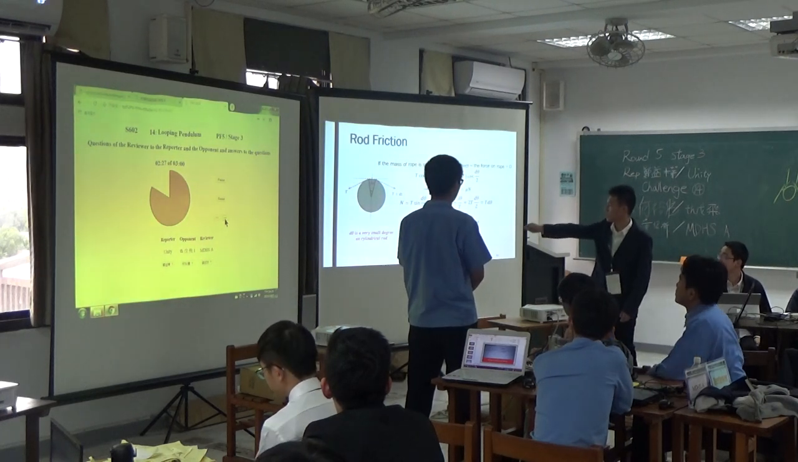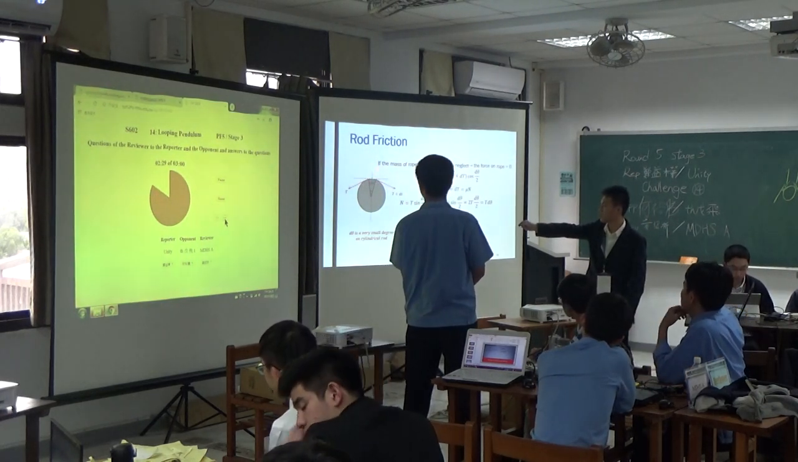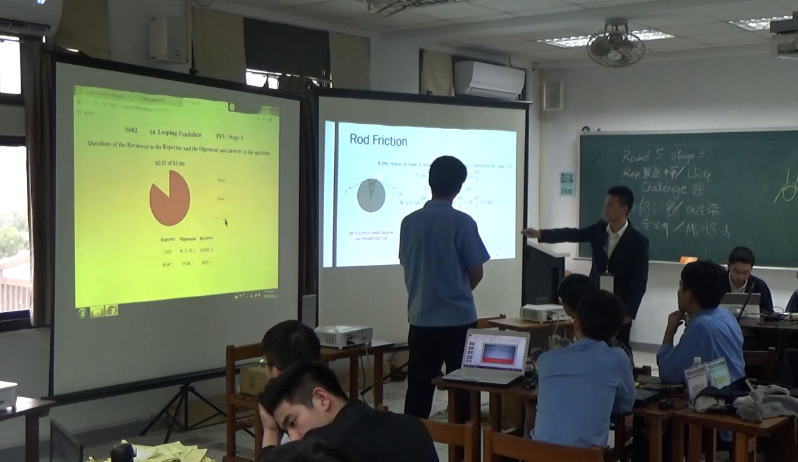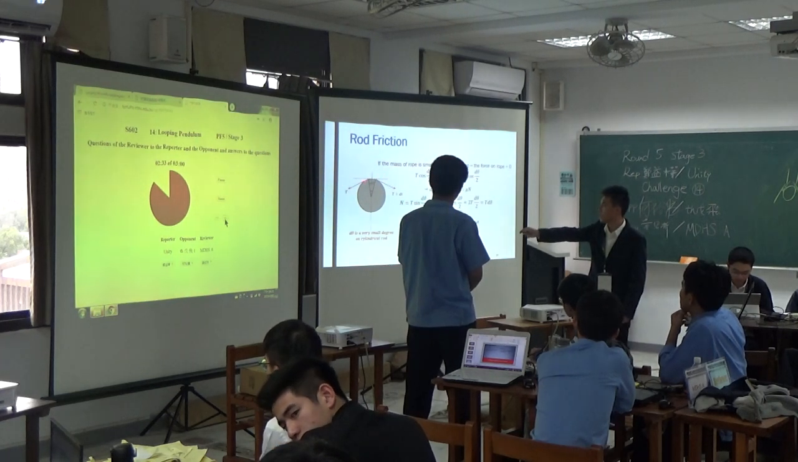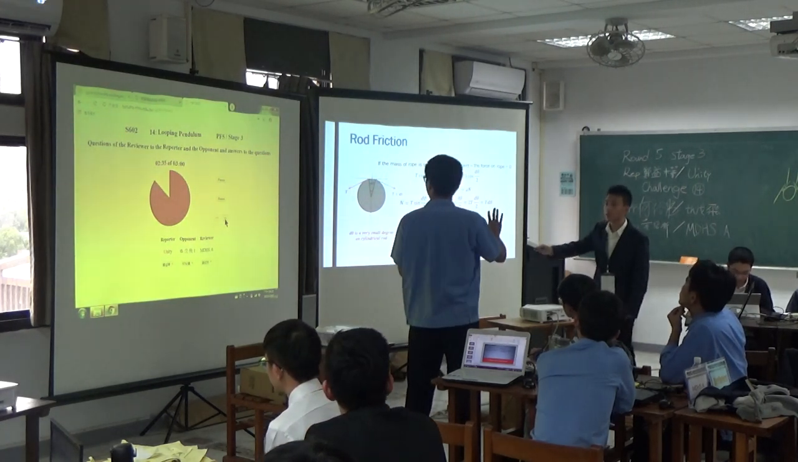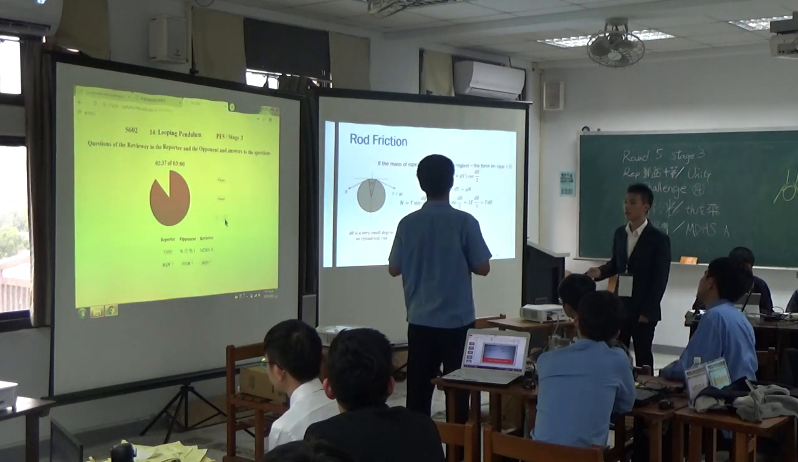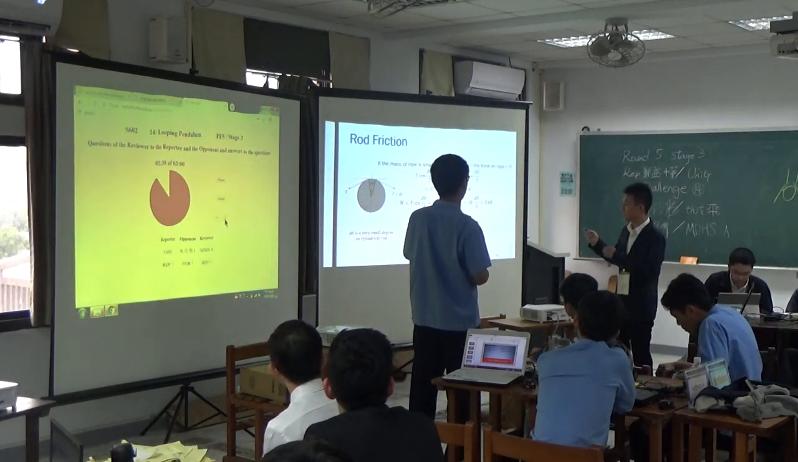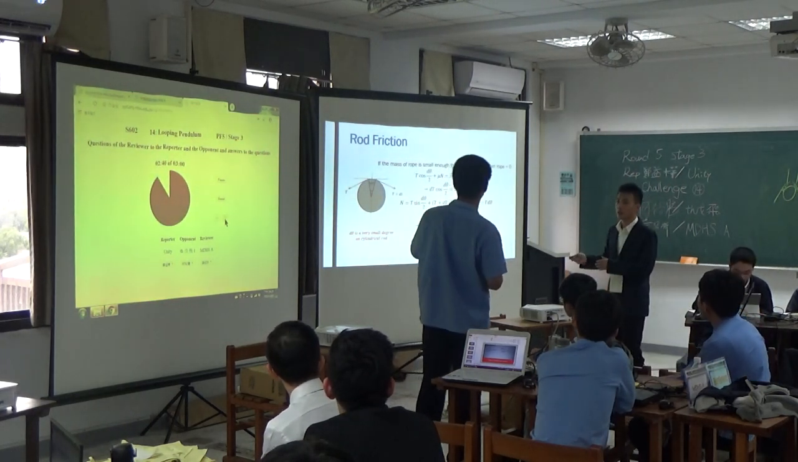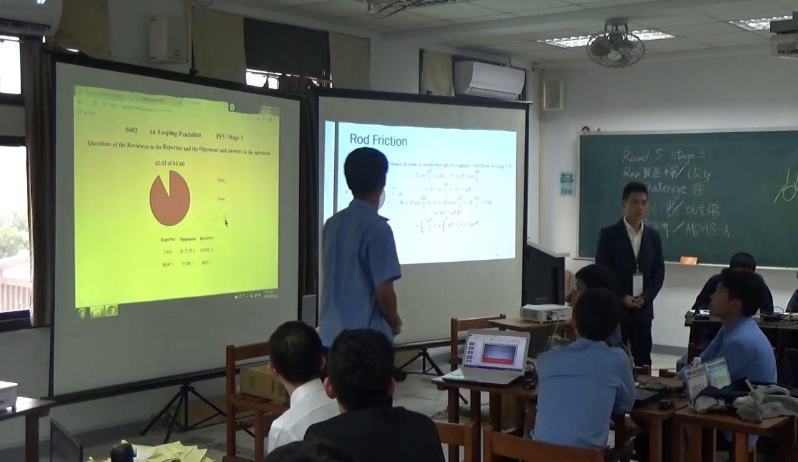You see the tension working on two sides of this piece of rope, right? So if you cannot ignore the mass of the rope, will it? Oh, we neglect the mass of the rope. So, okay, thank you. This is my question.